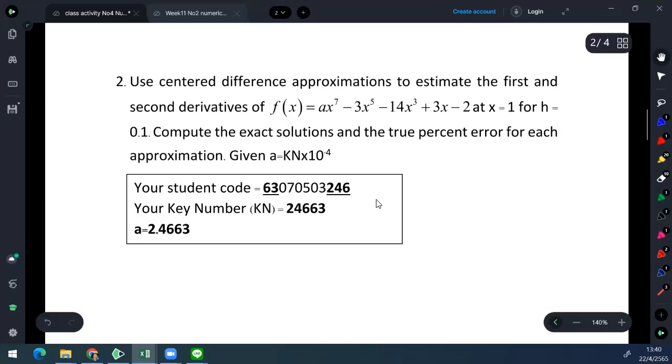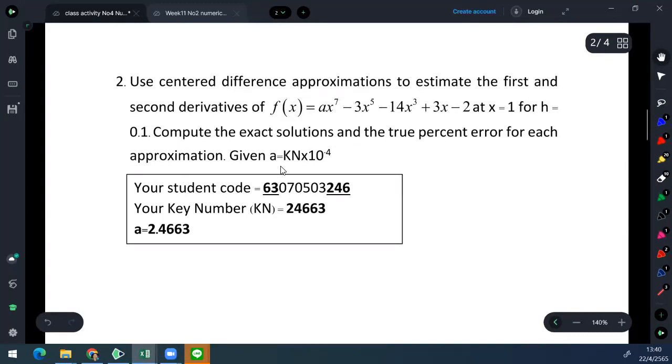Okay, for this problem, we will approximate the first and second derivative of this function. We have the polynomial function, and it's very easy to determine the exact solution. So we have to compute the exact solution, and then determine the percent relative error for this approximation.